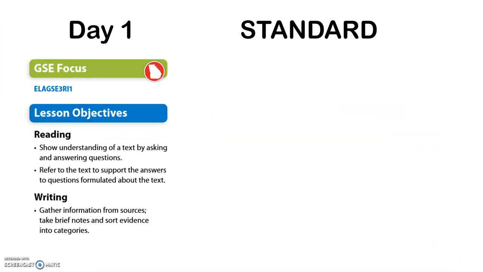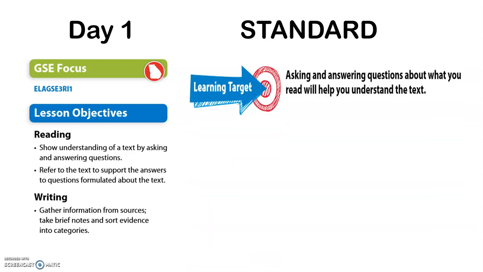For our Day 1 standard, we will concentrate on RI1, which states, show understanding of a text by asking and answering questions, and refer to the text to support the answers to questions formulated about the text. Our writing standard says, gather information from sources, take brief notes, and sort evidence into categories.